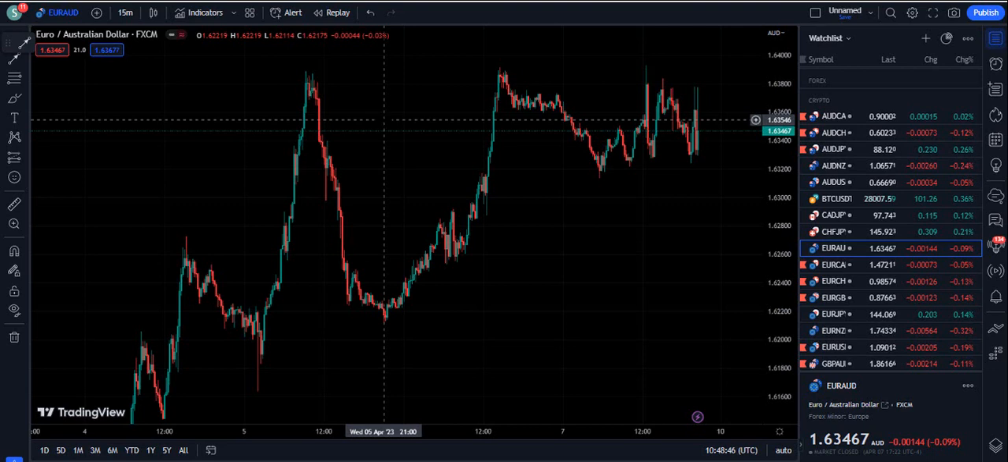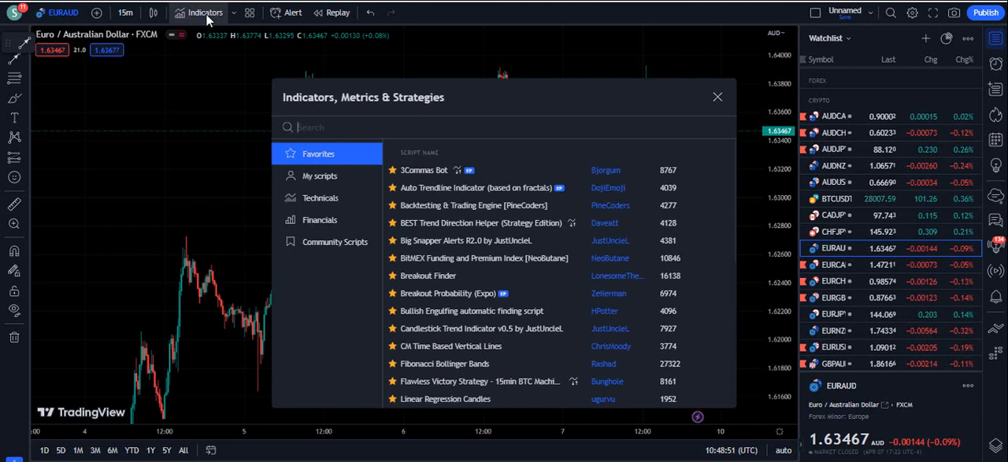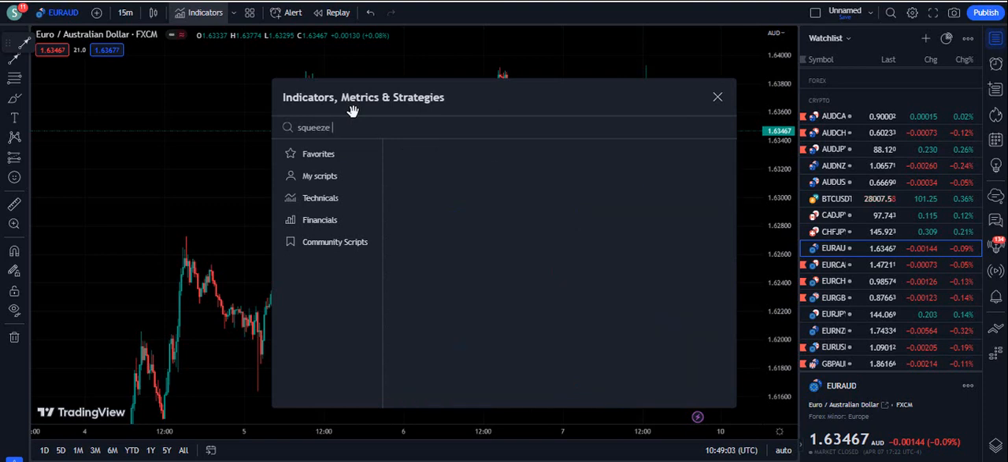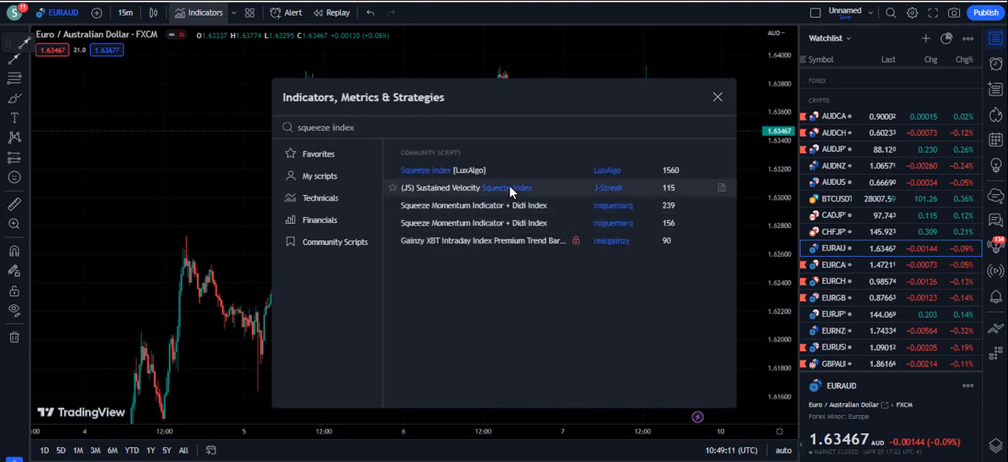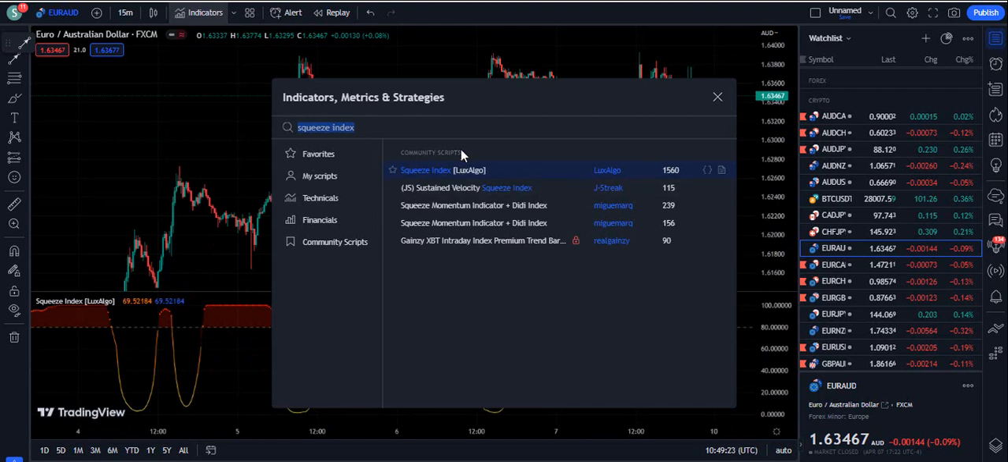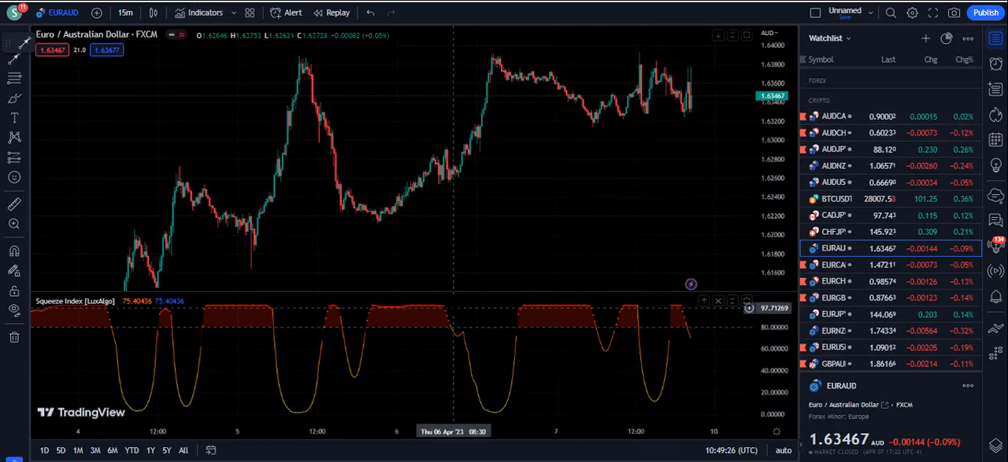So let's start with the video, and we are going to the indicator section, and here we need to attach a couple of indicators that we will use. The first indicator that we are going to use, we need to write squeeze, and then we will write index. When we write squeeze index, you will see that there are a lot of indicators, but we are going to use this one, Squeeze Index by LuxAlgo, and 1560 traders are using this indicator strategy. So guys, you can see the indicator is attached on our screen, and now we will attach the second indicator.